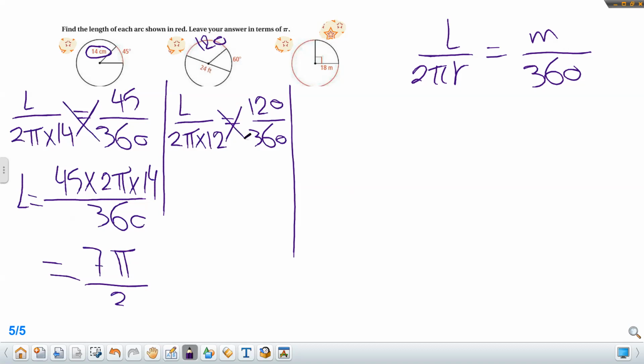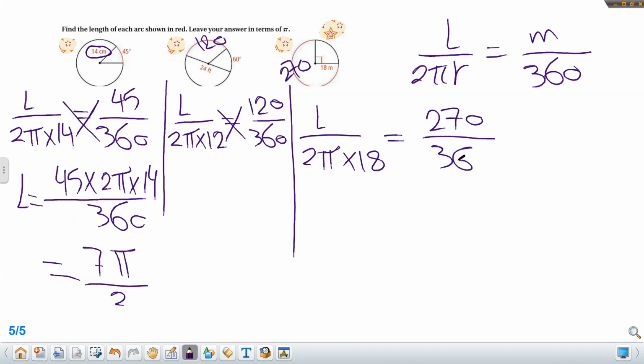But the last one. Here we need the red arc. First, the measure of it is 360 minus 90 to be 270. Then length over 2 pi times radius, which is 18, equals measure, which is 270 over 360. Then you can make a cross multiplication to find L.